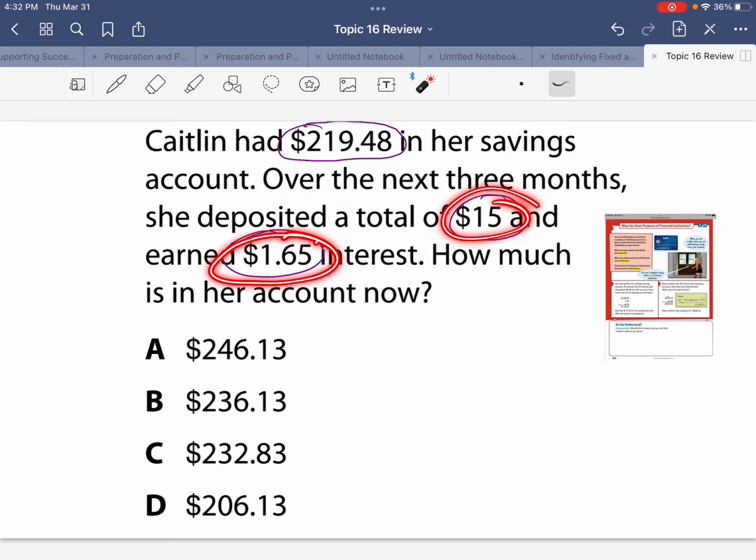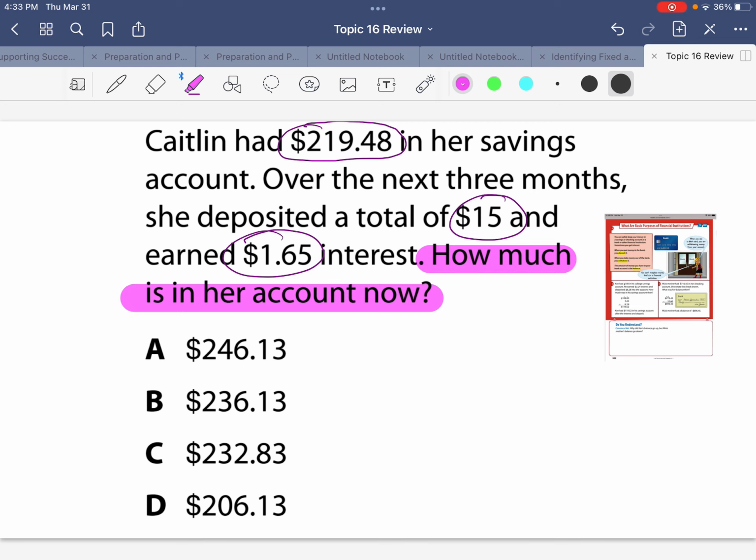Okay. I also have 3 months, but it's just telling us over the next 3 months, she deposited 15 and $1.65. I don't need to circle the 3 months, okay? That's not an important number for me to know. So now I'm going to underline my question. How much is in her account now? So now I'm going to box in my keywords. I have deposited, I have earned, and it wants to know how much is in her account now.